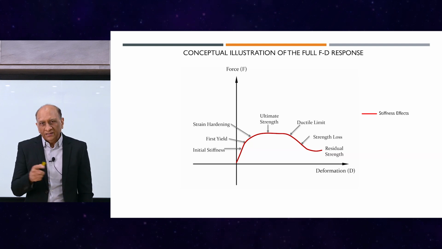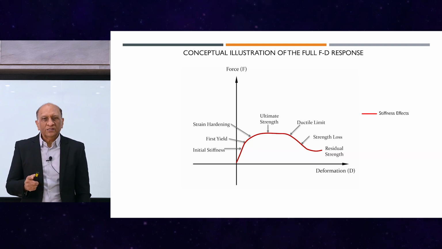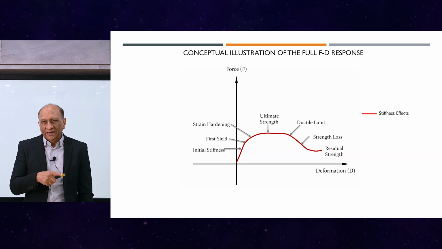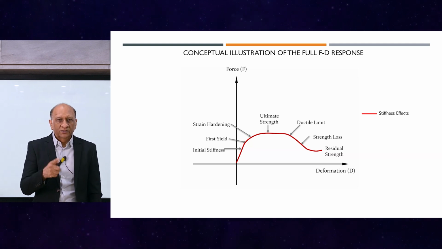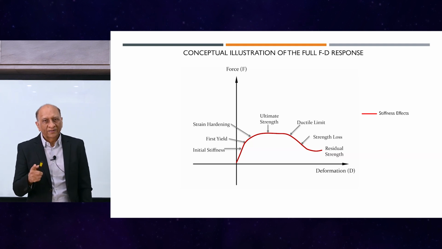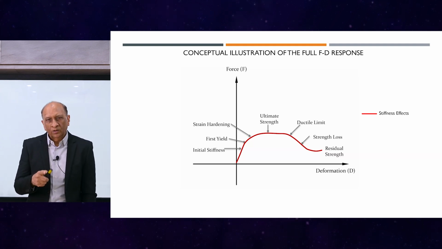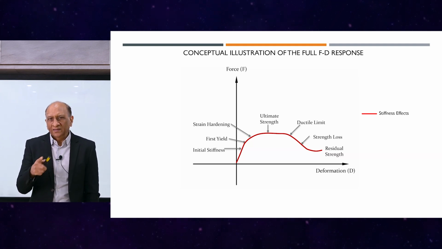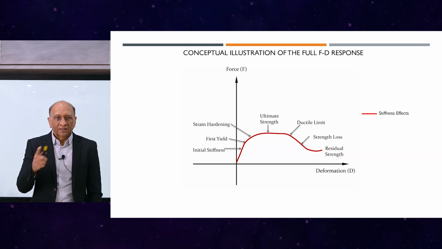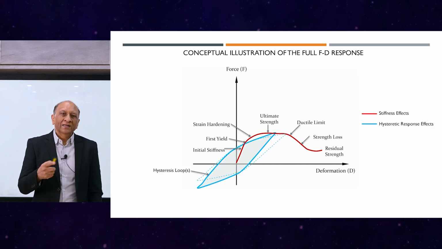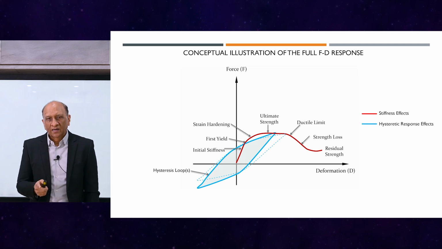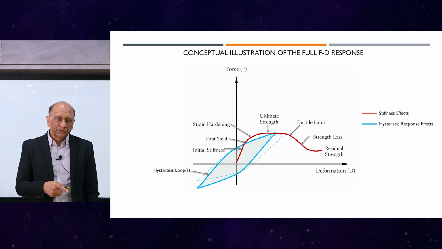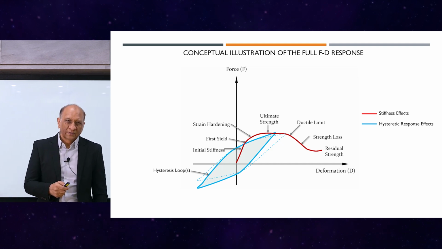So looking at the full force-displacement curve, that red one, it has many components, many things embedded there: the initial stiffness, the yield point, the strain hardening, ultimate strength, ductility limits, strength loss, and residual strength. So many things are embedded in that red curve for any component, or even for the whole structure. So this gives us the change of stiffness with displacement. As the displacement increases, the stiffness keeps changing, which is the slope of this red line.